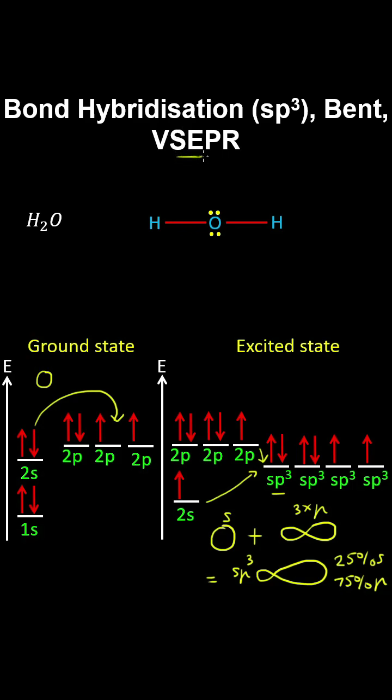And using VSEPR, we maximize the distance between the lone pairs and the bonds due to electron repulsion. So we ignore the lone pairs when we draw the molecular geometry. So this molecule has a bent geometry, where the angle between the bonds is slightly less than 109.5 degrees due to the additional repulsion from those lone pairs. And oxygen is sp3 hybridized.